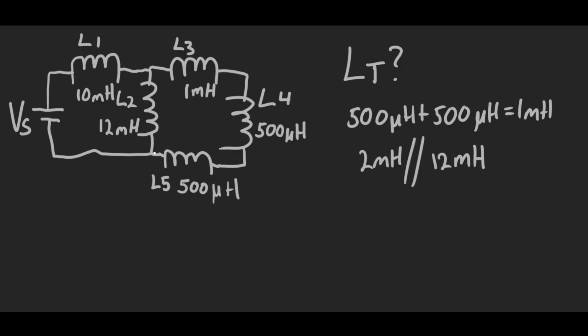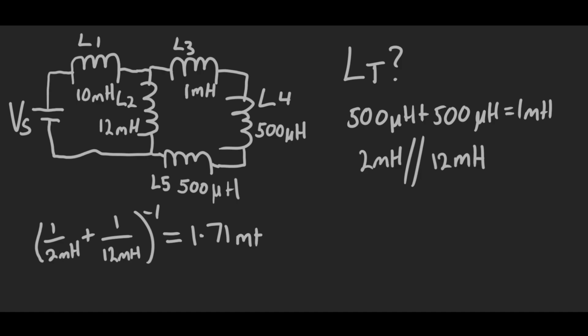Moving to the bottom left, 1 over 2 millihenry plus 1 over 12 millihenry, raise that all to the power of minus 1, and our answer is 1.71 millihenry. That's now in series with L1, 10 millihenry. So our final answer for the total inductance is 11.71 millihenry.